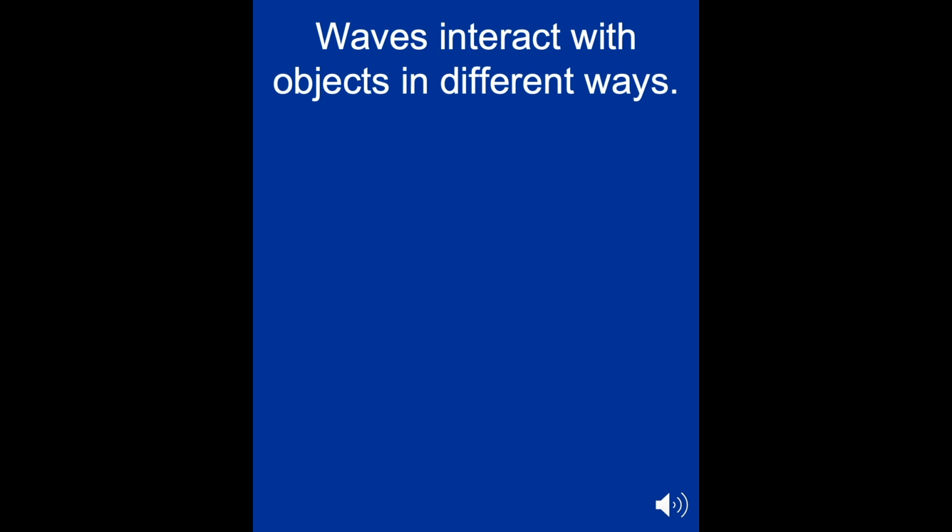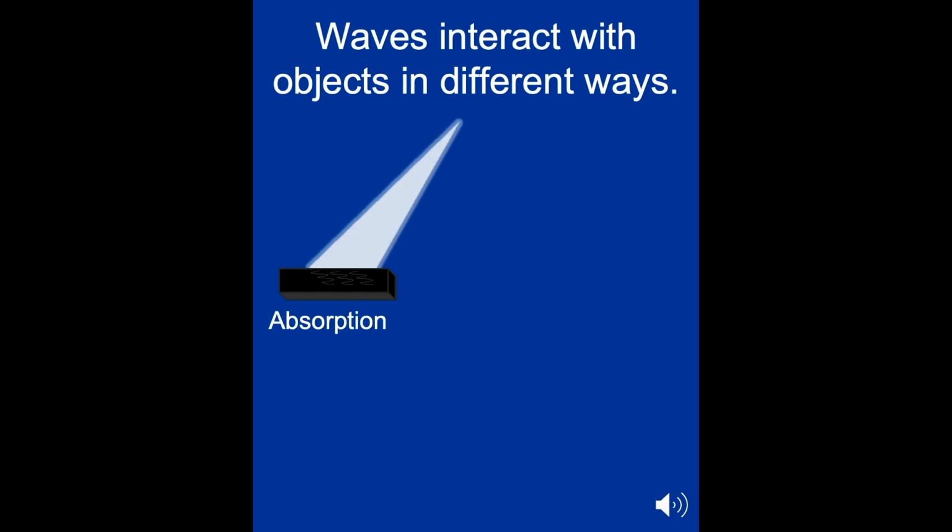The energy waves from the sun can interact with objects in different ways. They can be absorbed, transmitted, reflected, refracted, polarized, diffracted, or scattered, depending on the object and on the wavelength of light. We will focus on the first four and only talk about visible light for this part of the lesson.